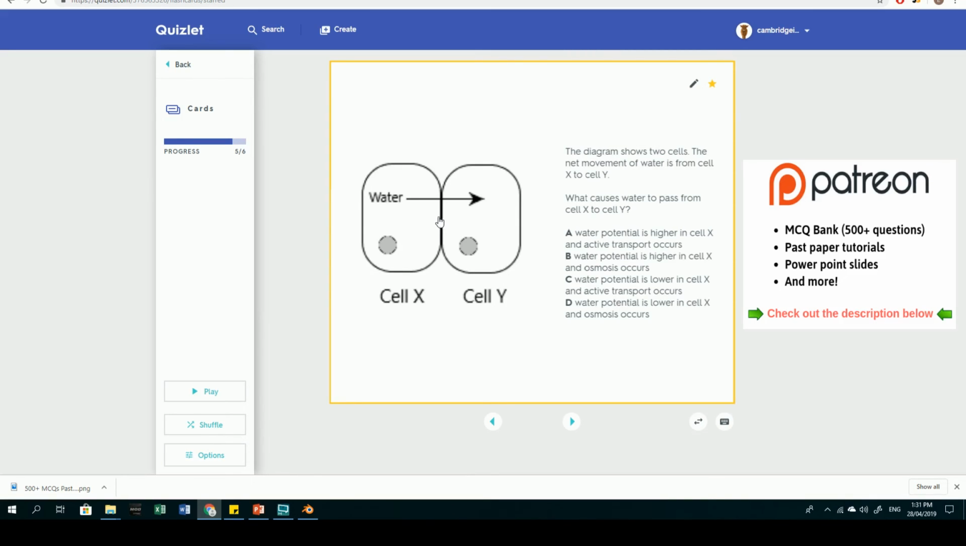And so it suggests that cell X has a higher water potential, and that cell Y has a lower water potential. Therefore, the gradient is going from left to right, and therefore water is moving in that particular direction. So this is certainly not an active process, it's not active transport. This is the movement of water that we're talking about, so it has to be about osmosis. And so the answer should be B, where water potential is higher in cell X.